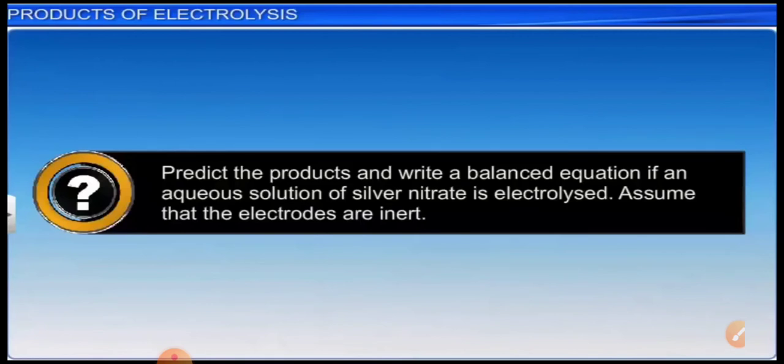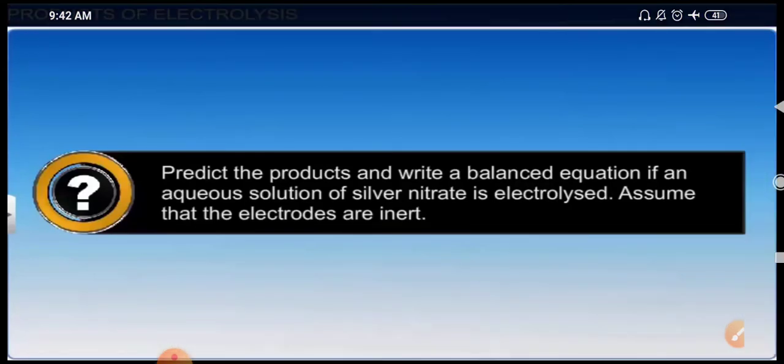Okay, now let's calculate one sum so you can get the product. Just a minute, there is noise pollution. Okay, give me a few seconds.